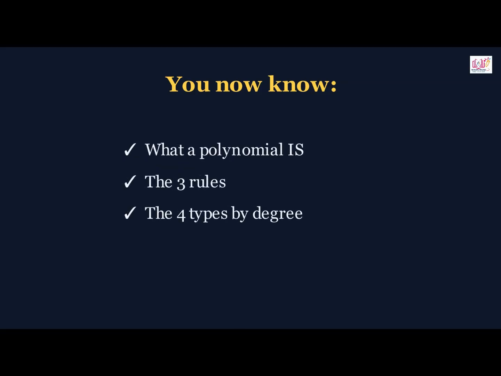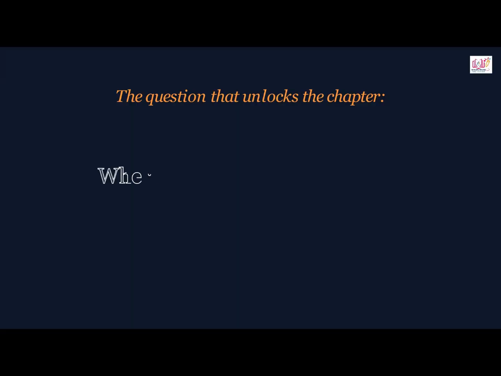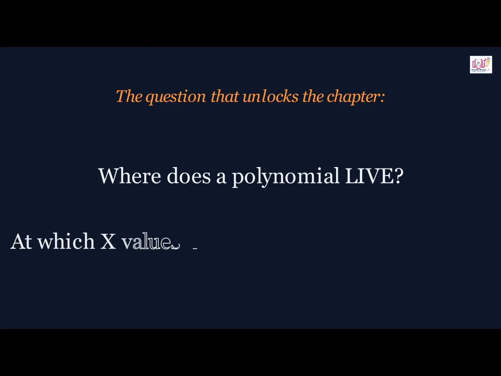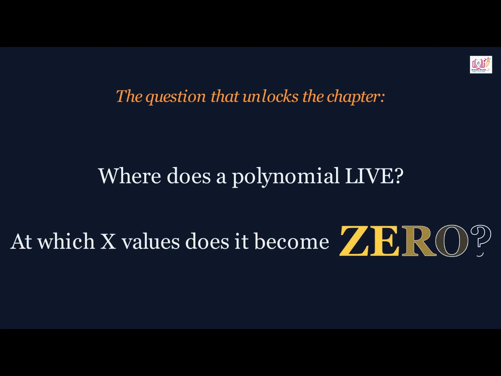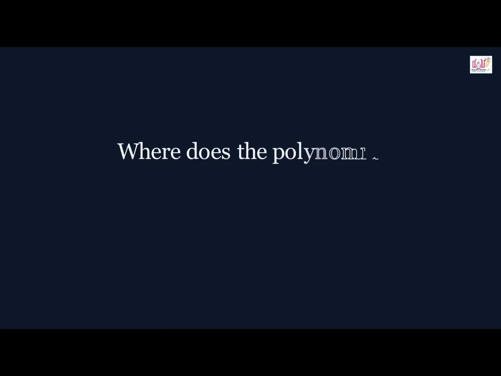So now you know what a polynomial is. You know the 3 rules. You know the 4 types. And you know how to find the value of a polynomial at any x. But here is the question that will unlock the whole chapter. Where does a polynomial live? On the graph, where does it go? And the most important question of all, at which x values does the polynomial become 0? That is what we explore next.